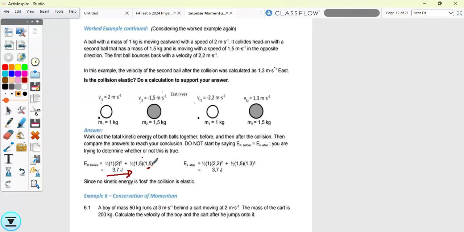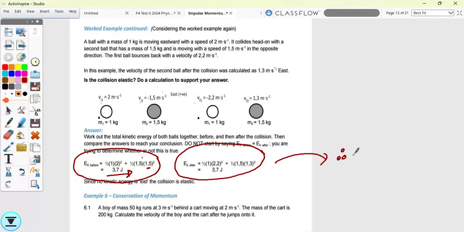This is actually negative, but a minus times a minus gives you a plus, which gives you the 3,7. When you start the question, please remember you have to do EK before, get an answer. Then do EK after, get an answer. It has to be separate. If you start from the beginning saying that they are equal and they're not, it means you're doing bad maths and they'll take off marks. So please make sure that you do them separately first: first EK before, then EK after.